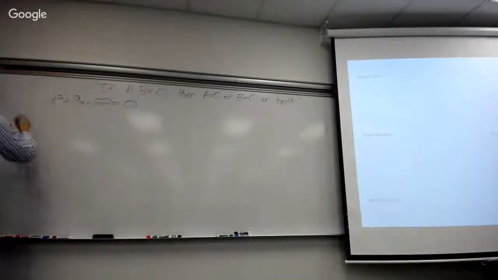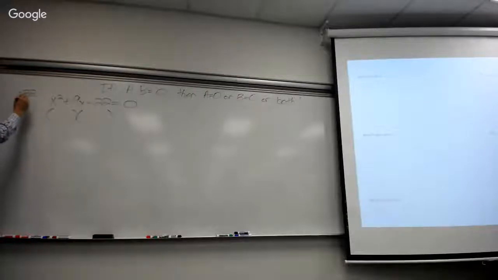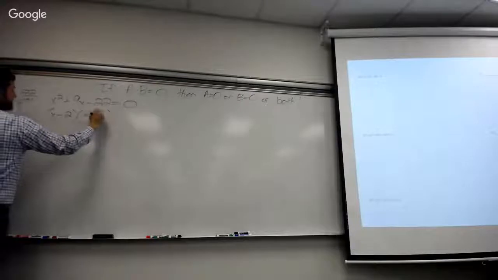11. Yeah, 11 and 2. And since it's negative 22, we need the difference. So let's see, that's 2 and 11. And we need it to add to a positive 9. So that's positive 11 and negative 2. So that'd be x minus 2 and x plus 11.